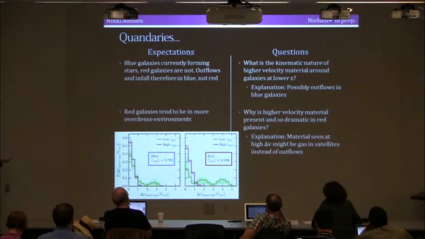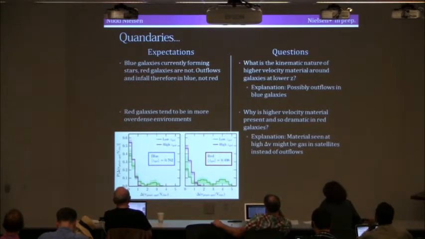Well, like I said before, we know that red galaxies tend to be in more overdense environments. So perhaps these bumps out here that we're seeing are due to satellites falling into the galaxy itself. And it's also possible that this bump out here is also due to satellites rather than outflowing material.